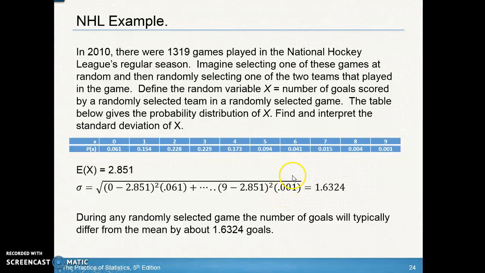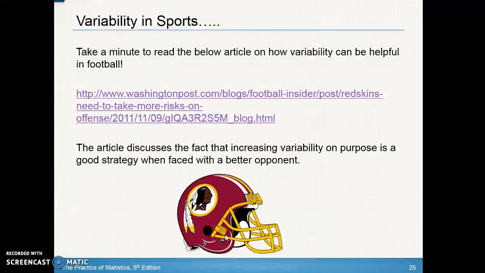That gives you a standard deviation of 1.6324. Just make sure that you take the square root after you get the variance. So what does it mean to interpret it? Okay, during any randomly selected game, the number of goals will typically differ from the mean by about 1.6324 goals. Remember not to round that. This is the same interpretation that we've talked about in previous sections, where just remember the standard deviation is the average distance from the mean.